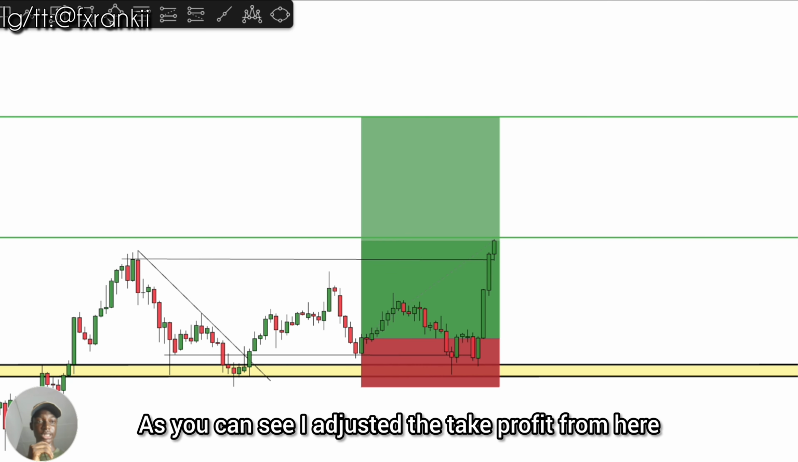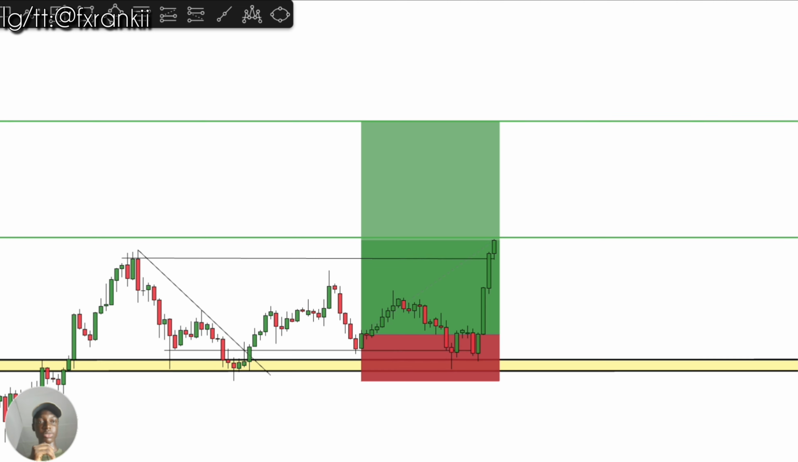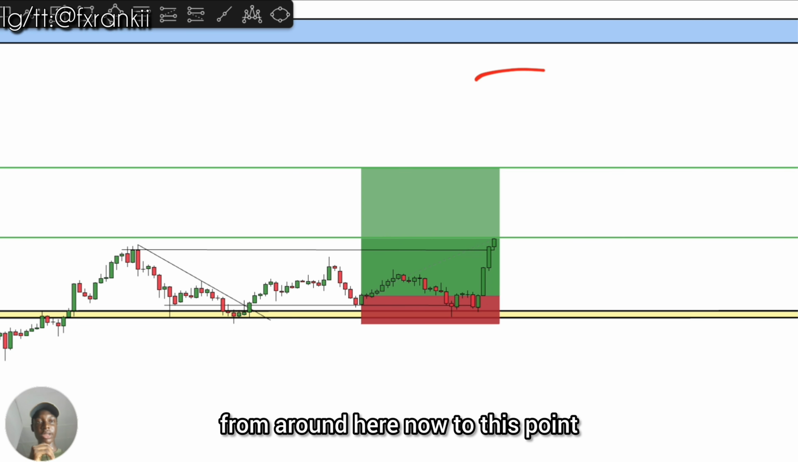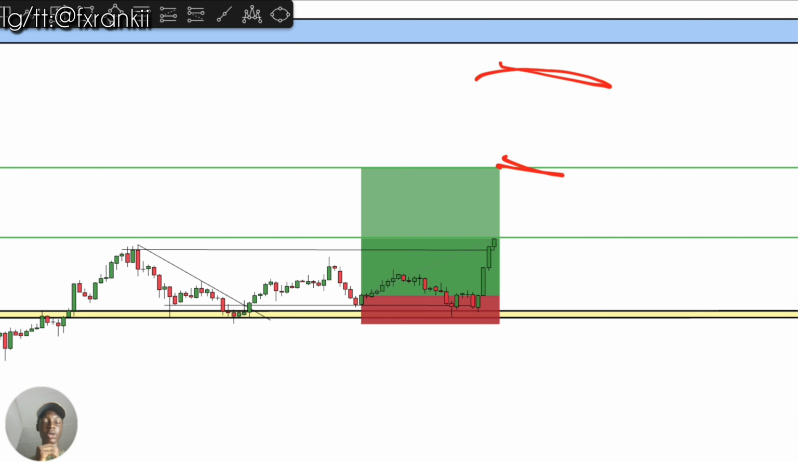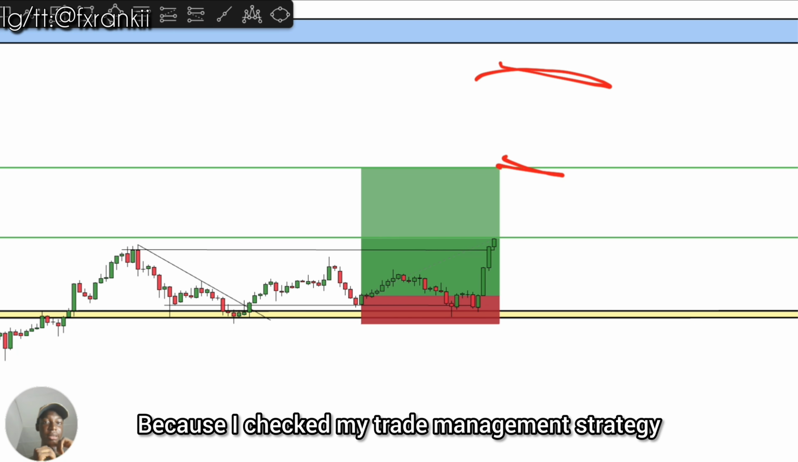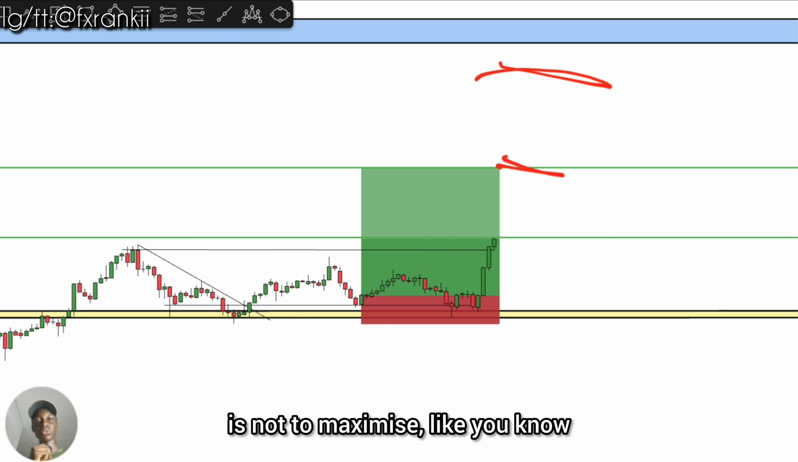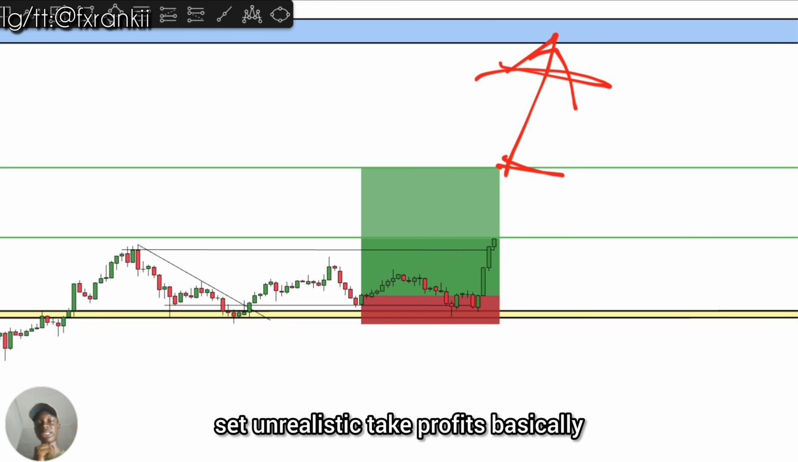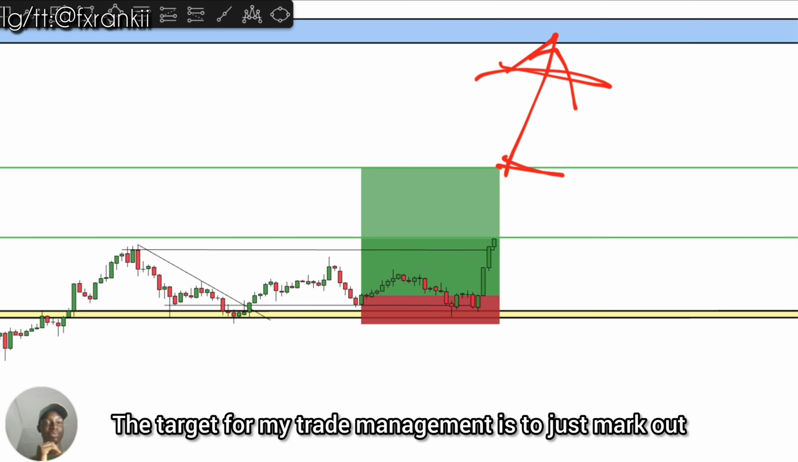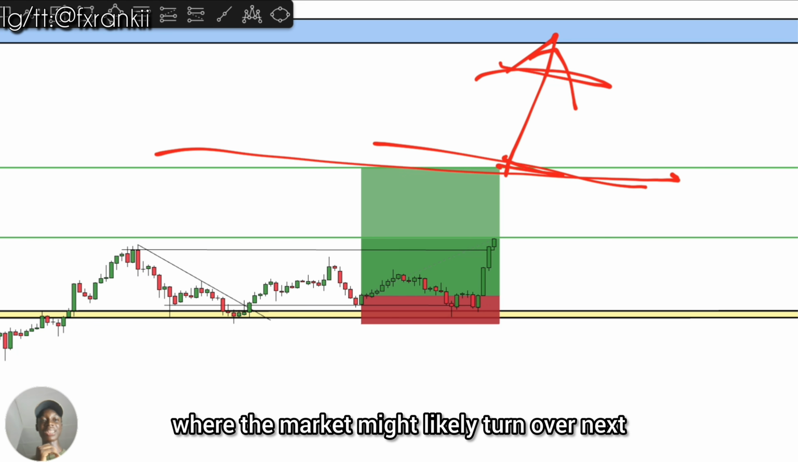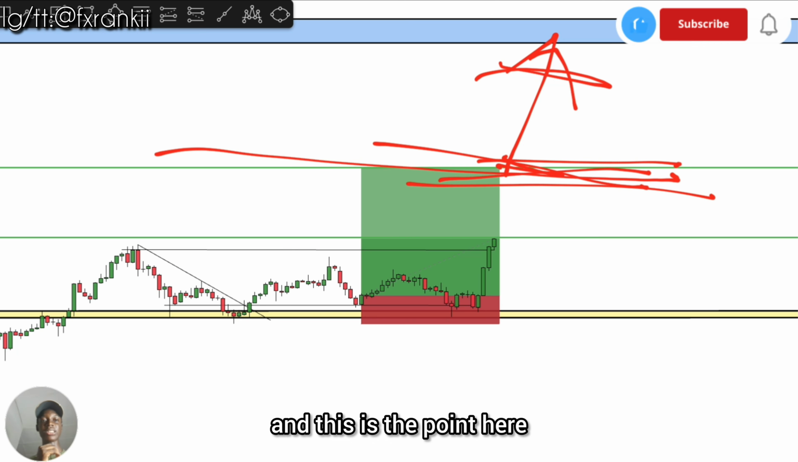CAD JPY. As you can see, I adjusted the take profit from around here now to this point. Why? Because I checked my trade management strategy and I saw that my trade management strategy is not to set unrealistic take profits. Basically, the target for my trade management is to just mark out where the market might likely turn over next, and this is the point here.